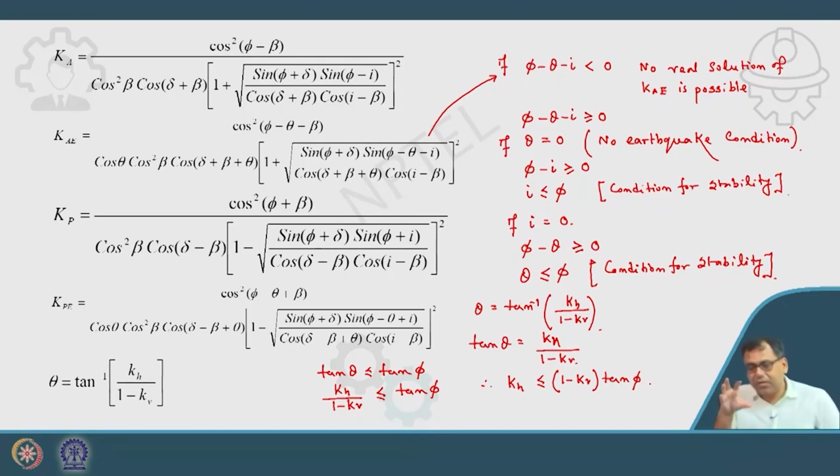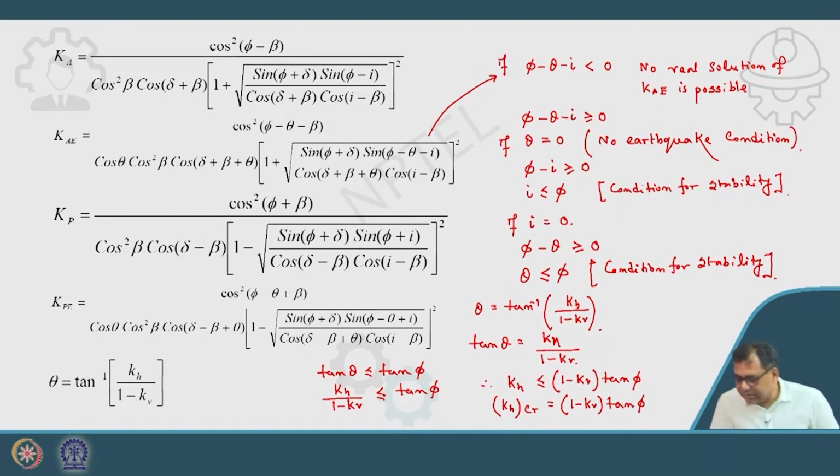So before starting the analysis or calculating your active force under seismic condition, you first check whether the stability condition can be achieved or not. That means it has a critical value of kh, so kh critical is equal to 1 minus kv into tan phi.